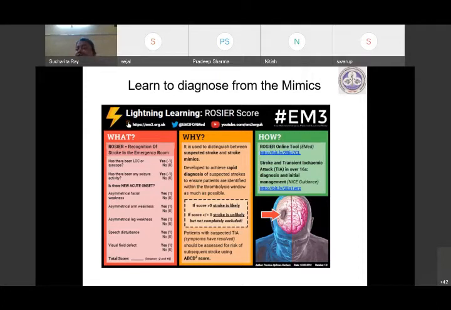Seizures can be the presenting feature of stroke. For example, in cardioembolic strokes, that is strokes coming from any dysfunction of the heart, or in case of hemorrhagic stroke, seizure can be a presenting feature of stroke. So this is important. Now, you also have an online tool for the Rosier.